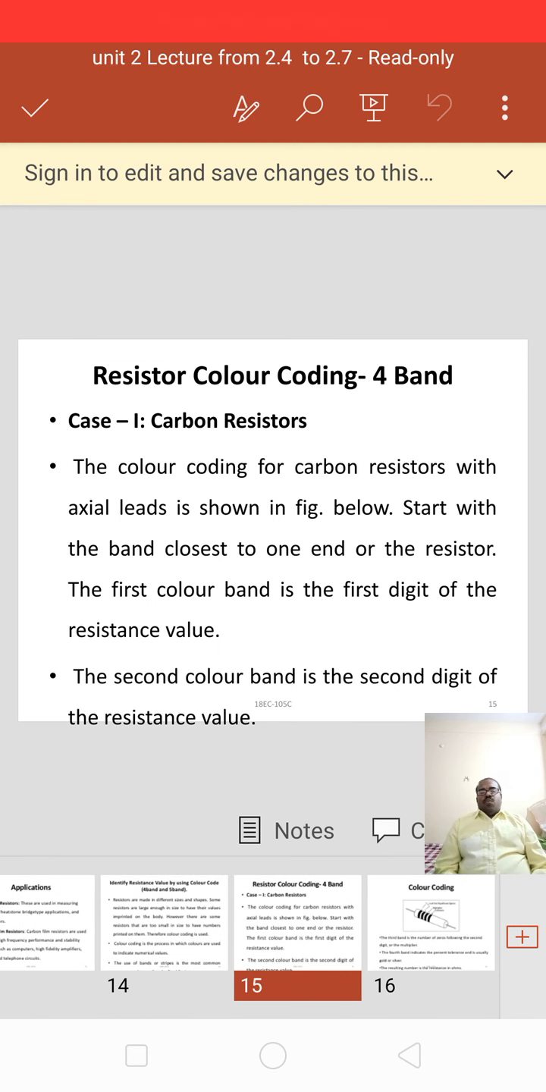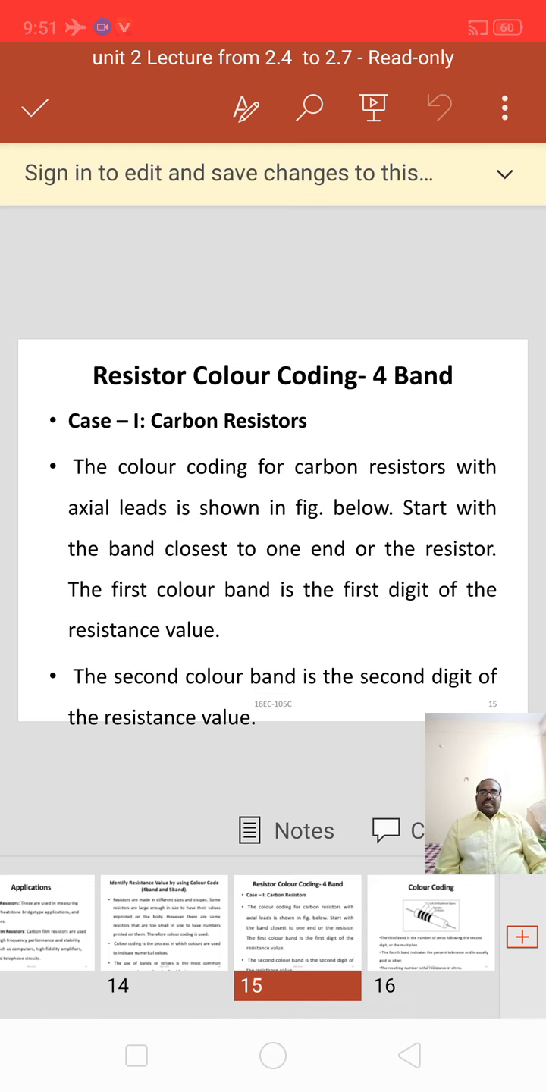Now we learn about the resistance color coding 4-band technique. Case 1, carbon resistors. The color coding of carbon resistors with axial leads is shown in the figure below. Start with the band closest to one end of the resistor. The first color is the first digit of the resistance value. Here we are identifying the resistance color coding of a 4-band resistor.